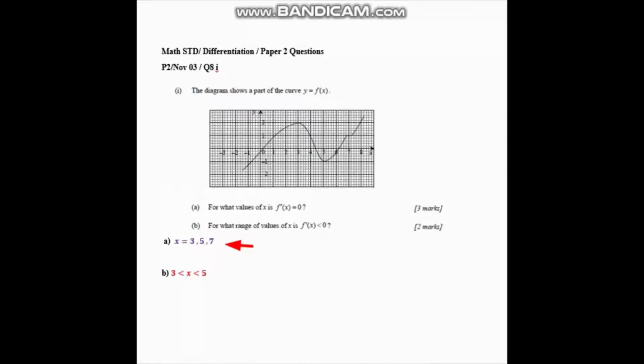In question B, you are required to state the range of values of x for which f dash of x is negative. F dash of x is negative when the function is decreasing, and the function is decreasing starting at this point and up to this point. So anything within this region has a negative slope because the function is decreasing. Hence 3 less than x less than 5. Make sure it's less than, not less than or equal, because at 3 and 5 we said that the slope is 0, not negative. So this concludes our question. I hope you have found it easy.